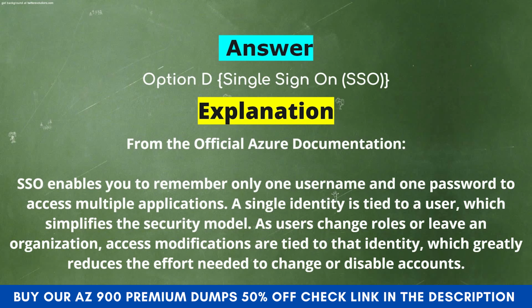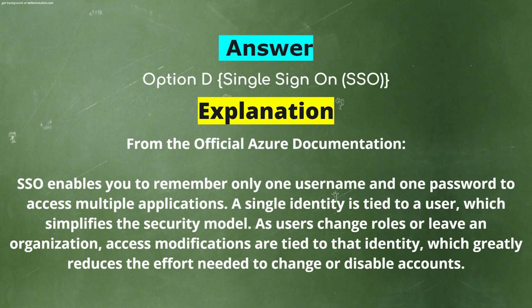SSO enables you to remember only one username and one password to access multiple applications. A single identity is tied to a user, which simplifies the security model. As users change roles or leave an organization, access modifications are tied to that identity, which greatly reduces the effort needed to change or disable accounts.